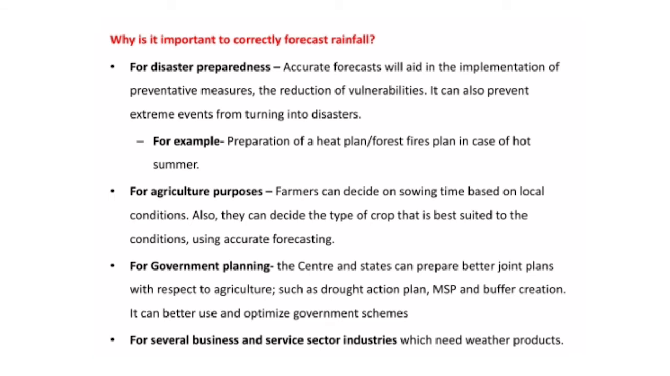Because of uneven rainfall, farmers had the biggest loss last year. So the government will be planning regarding the rainfall and temperature prevailing in the country. Several businesses and services sector industries also need weather products. Raw material is produced by the agriculture sector, and these industries will require this raw material. Before that, they also need to be informed about the climatic condition prevailing in India.